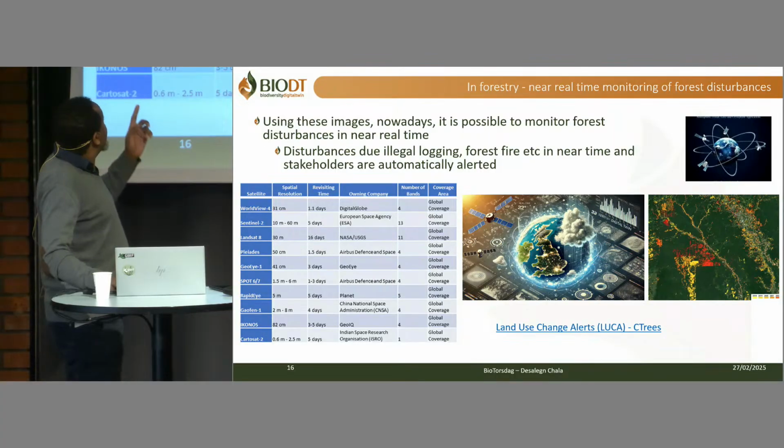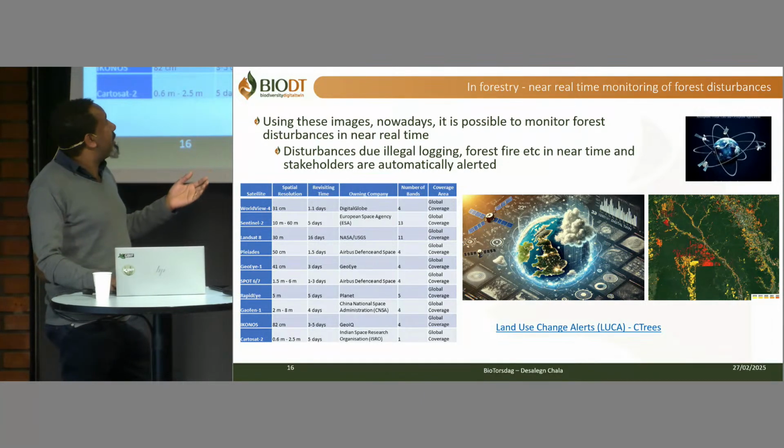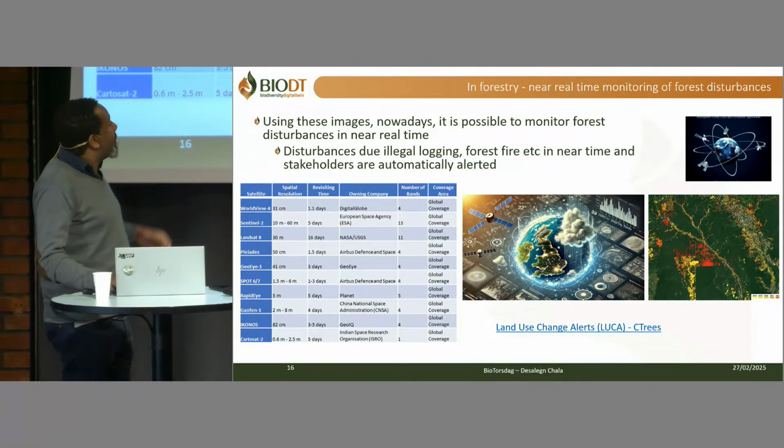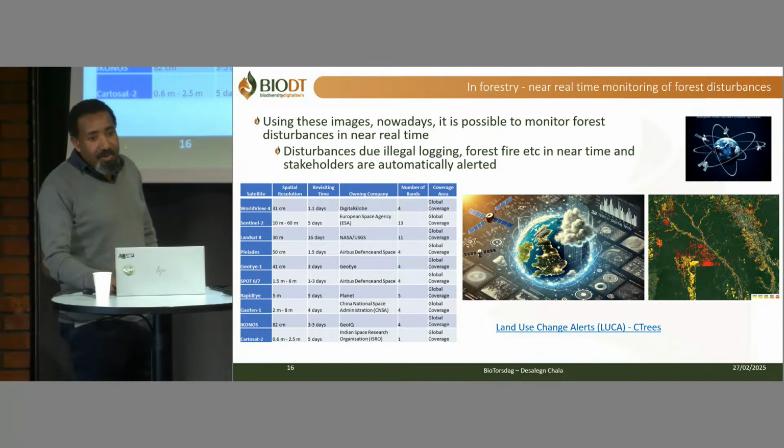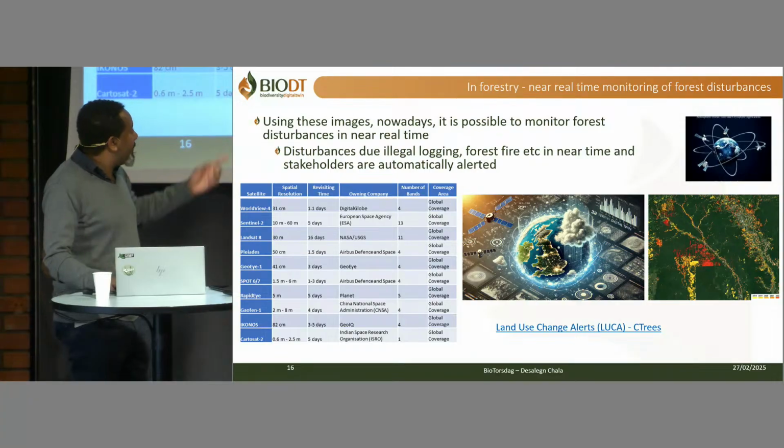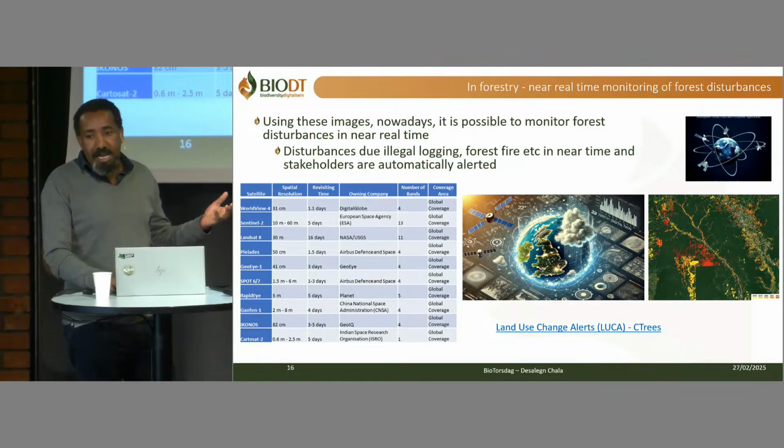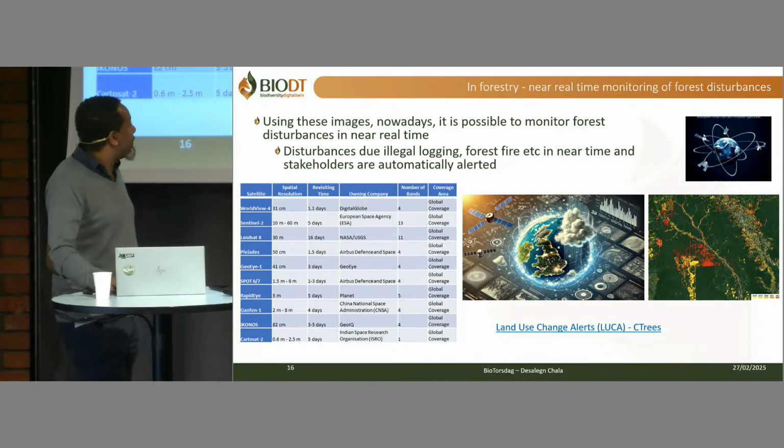Again, we can also use those images nowadays to monitor forest disturbances in near real time. These disturbances can be due to illegal logging. It can be because of forest fire, or it can be because of different anthropogenic impacts. So this has already been made possible, and in order to know the forest disturbance that's happening in Amazonia or in tropical Africa or even in our backyard, one can easily follow digitally from these apps.